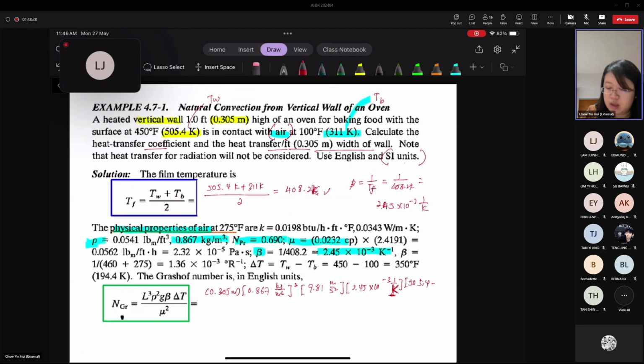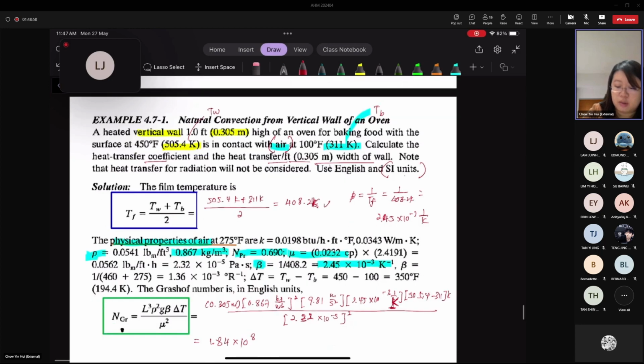505.4 minus 311. Then divide by the viscosity. Let me see what's the viscosity value. The viscosity is 2.3232 10 to the power of -5. So we have to square it as well. If you solve this, the Grashof number should be equal to 1.84 10 to the power of 8.